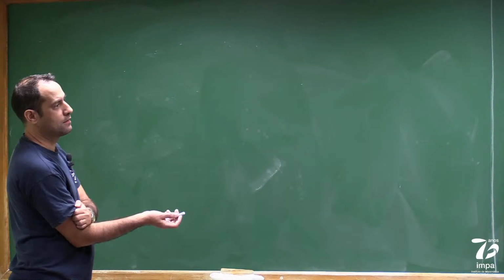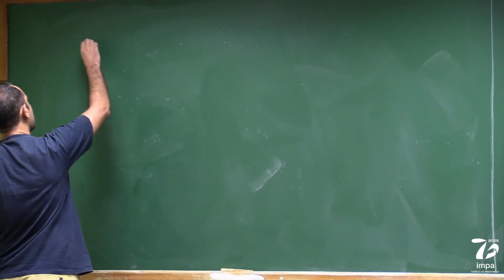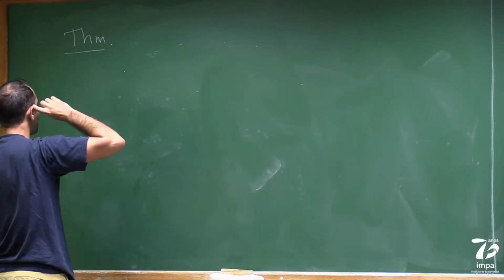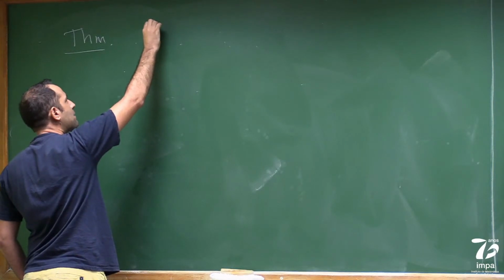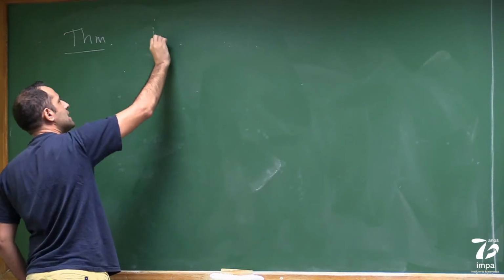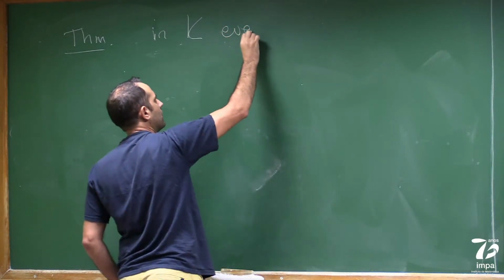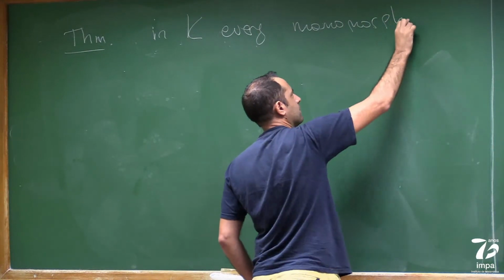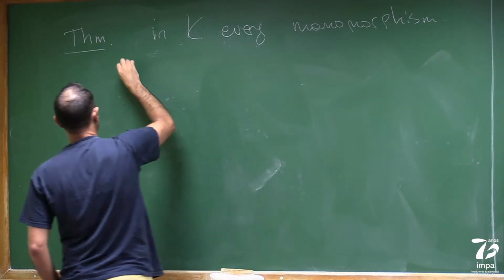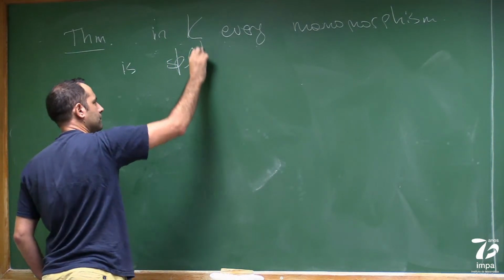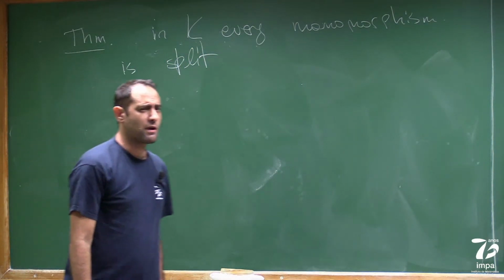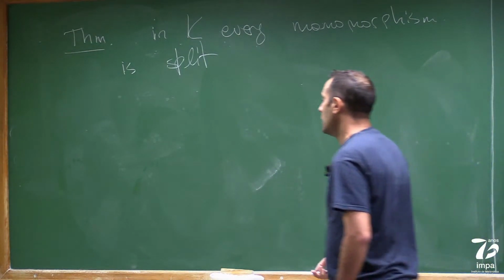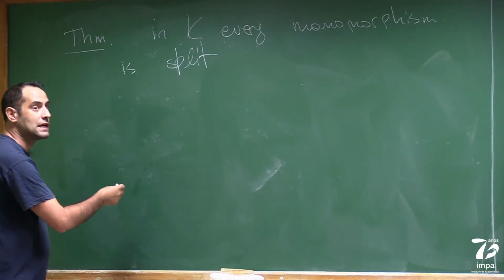But for other categories not, and this is a theorem that I don't think I'm going to be able to explain now. The most general theorem is this: in an abelian category, well, I'm going to write it like this. In K, every monomorphism is split. So I need to describe what it means to be a split monomorphism and why that theorem is true. It's not so hard.